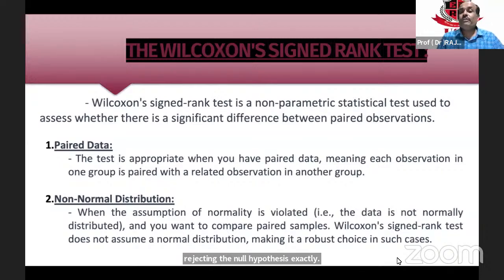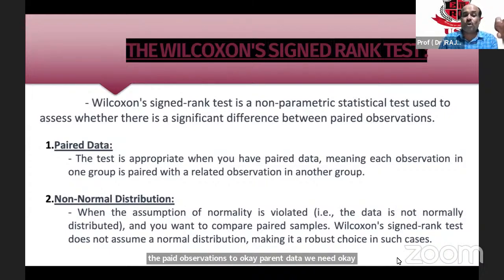The next test is the Wilcoxon signed rank test. The Wilcoxon signed rank test is a non-parametric test to see whether there is a significant difference between paired observations. Paired data we need: each observation in one group is paired with the related observation in the other group.